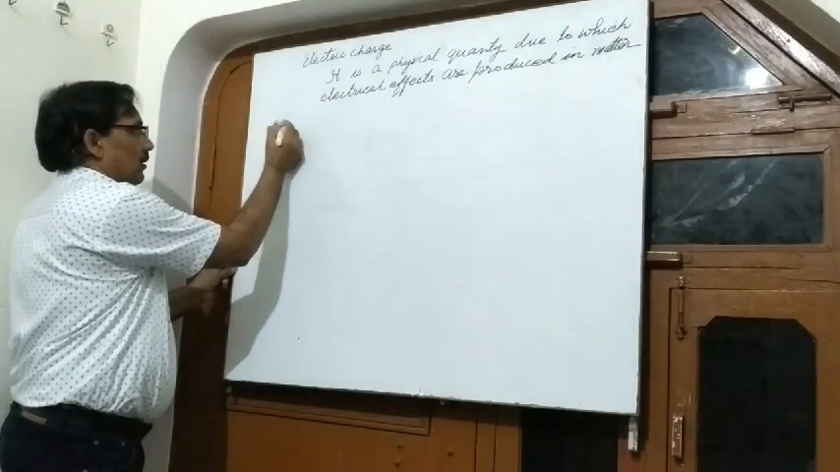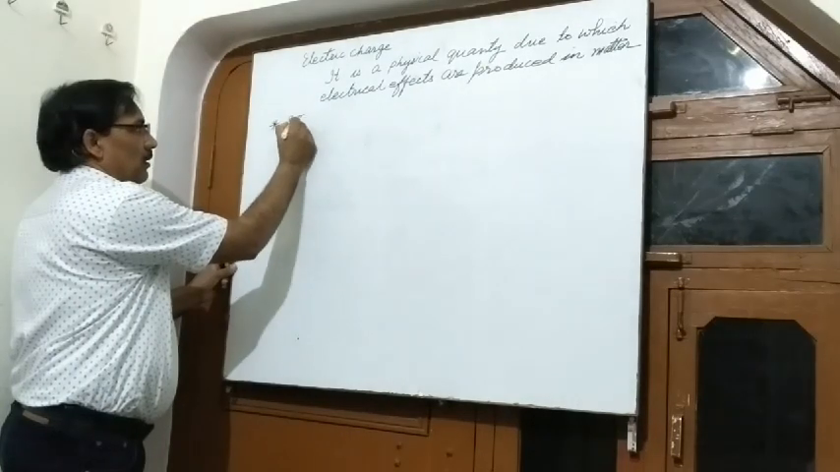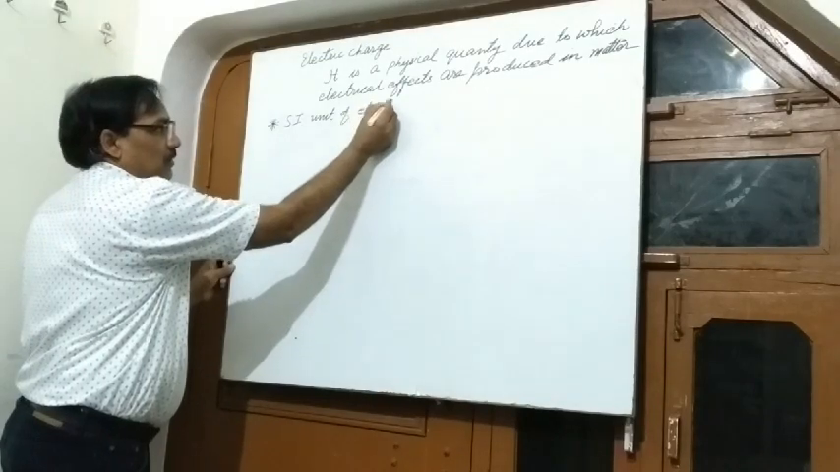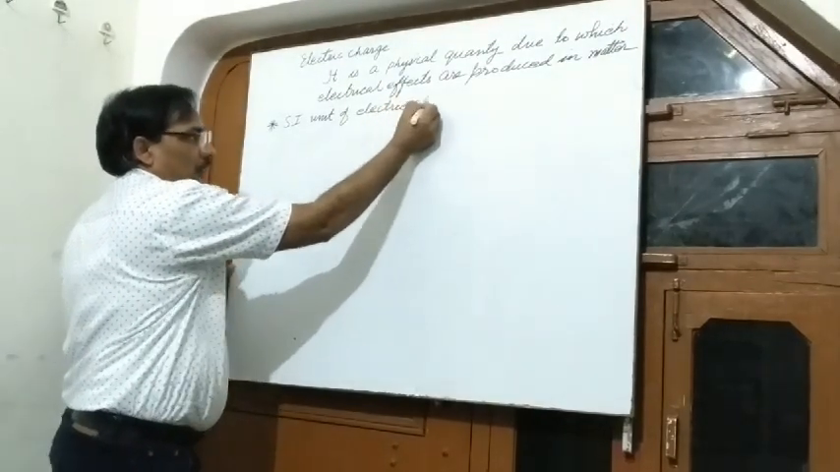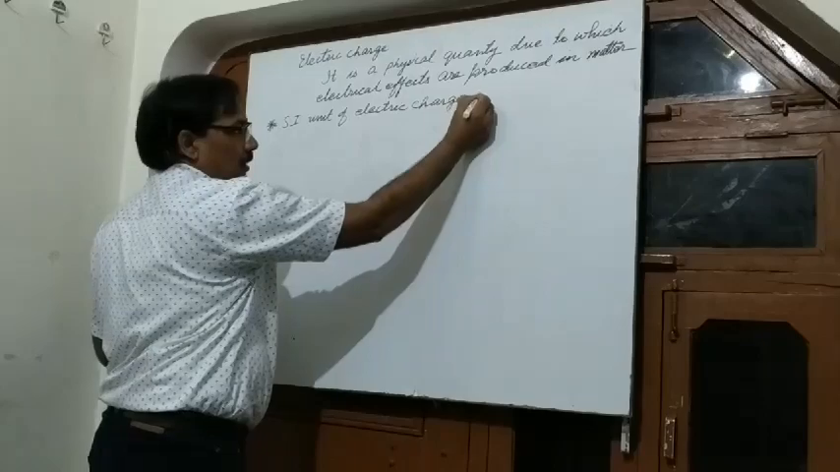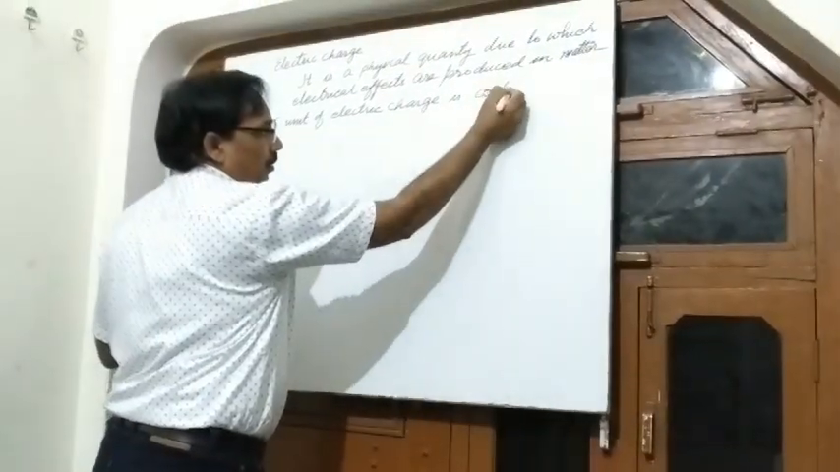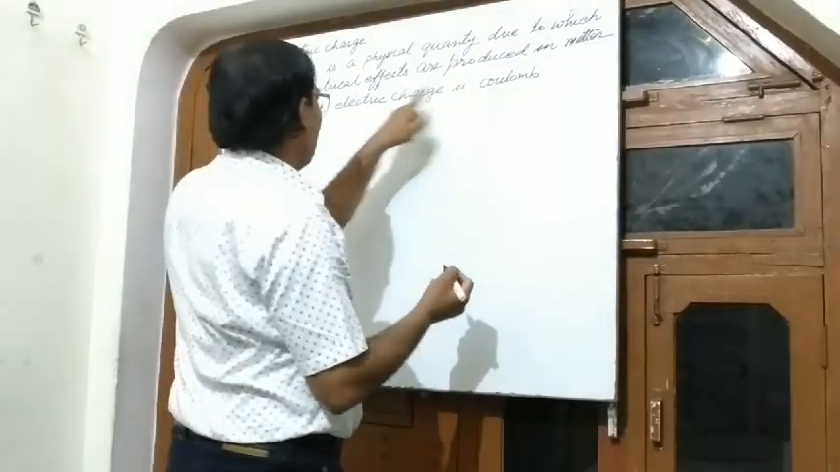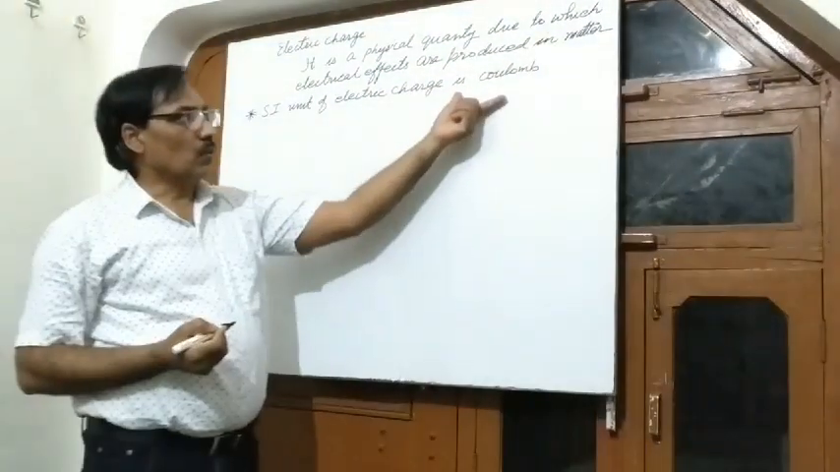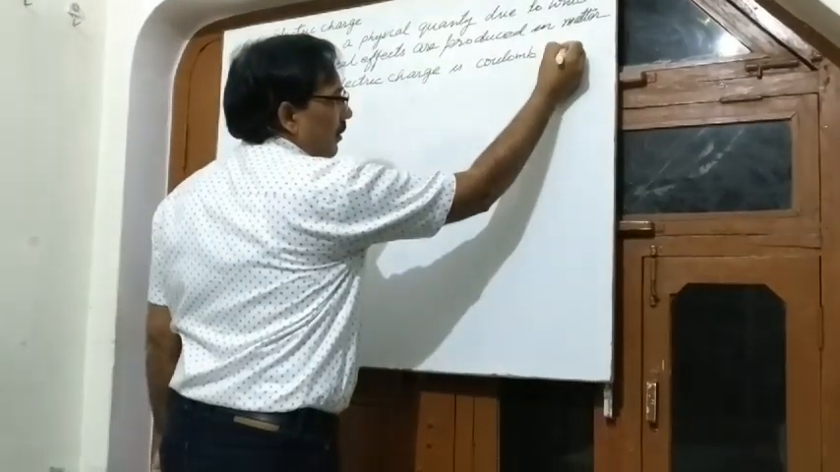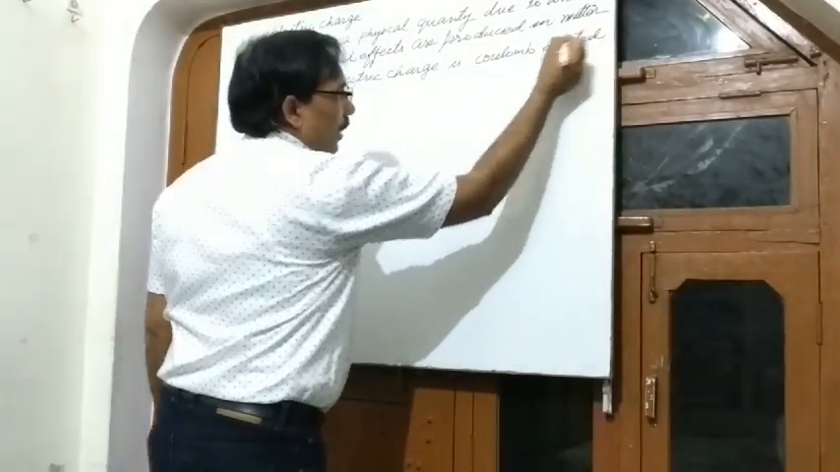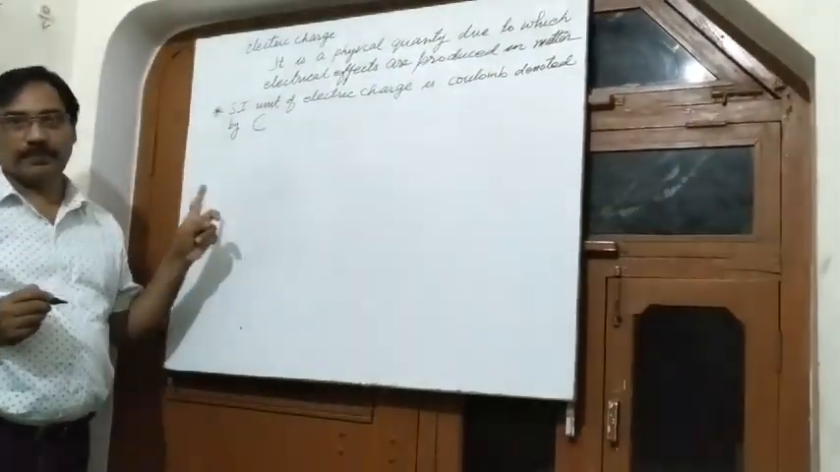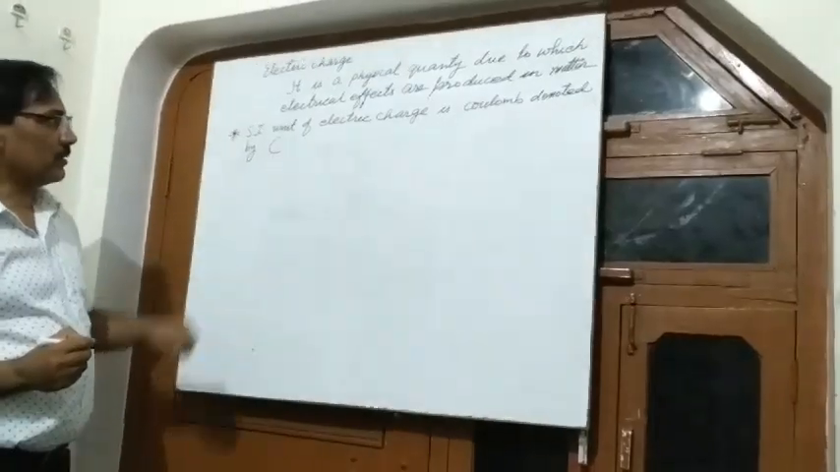Unit. SI unit of electric charge is coulomb. Here C is small. SI unit of electric charge is coulomb, denoted by capital C.